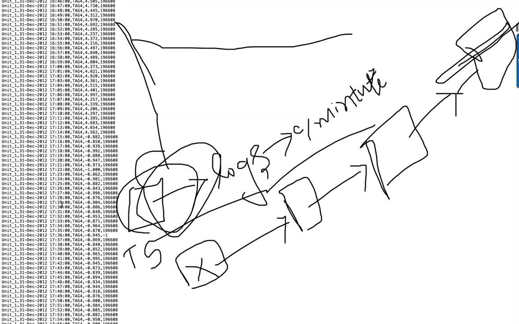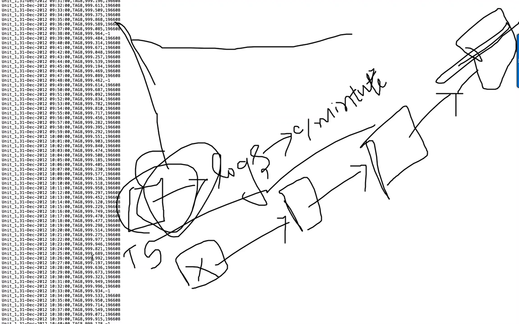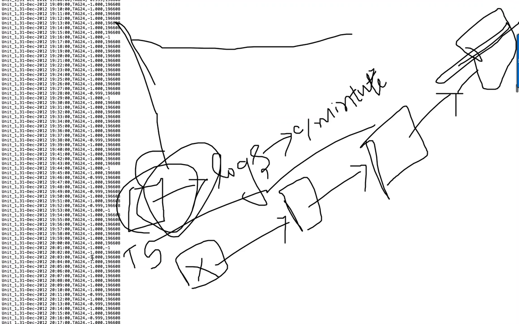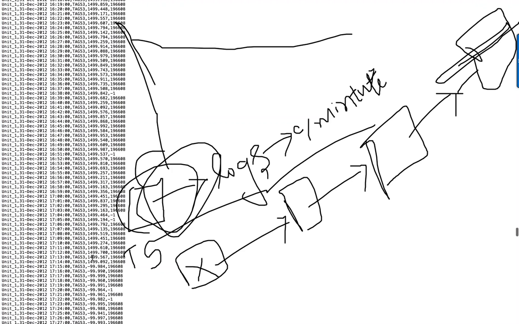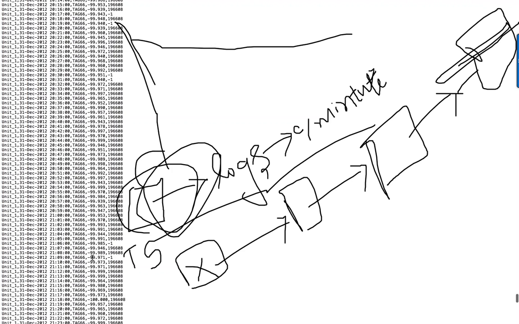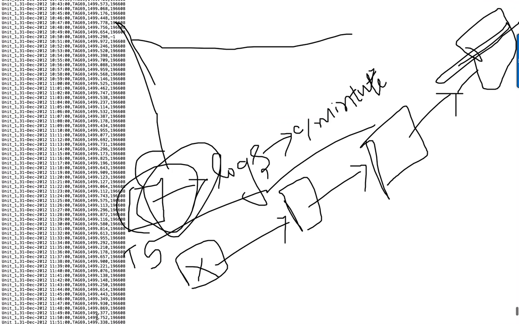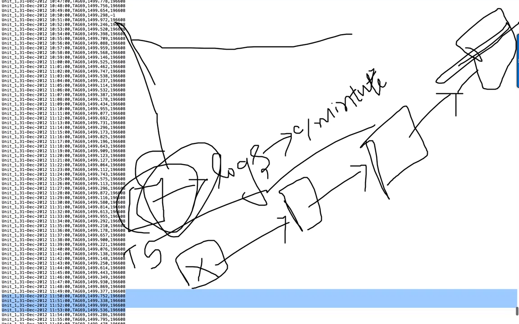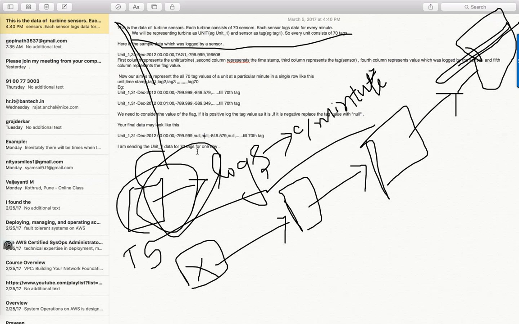For unit one, for 70 tags, you just count it, like tag 670 something. There is plenty of data being generated. Every tag is nothing but a sensor. See this, until last, if you see, what is the number here? 69. 70 tags are there. Yeah, that's our logic, right?